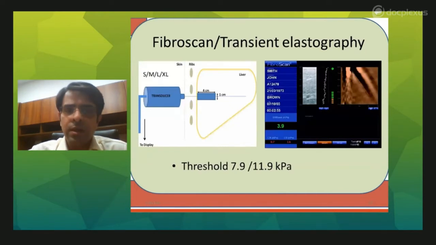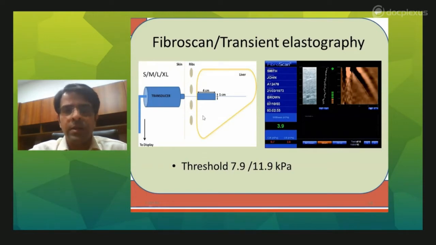Fibroscan is one test which has been available for the last 10 years or so, and the stiffness tells us whether fibrosis has set in or not. The threshold is 7.9. If you have a stiffness of less than 7.9, then usually there is no fibrosis, and if the stiffness is around 12, 13 in that range, then probably cirrhosis has already started to set in.